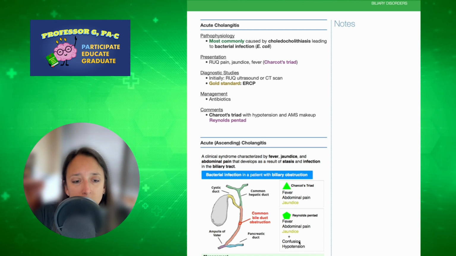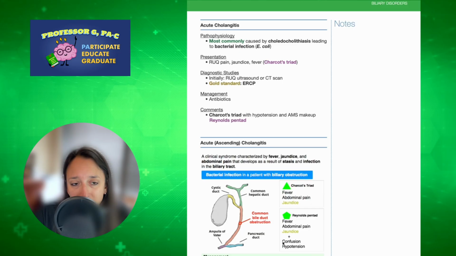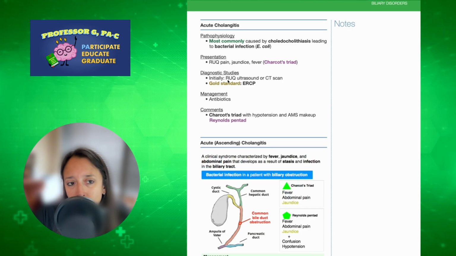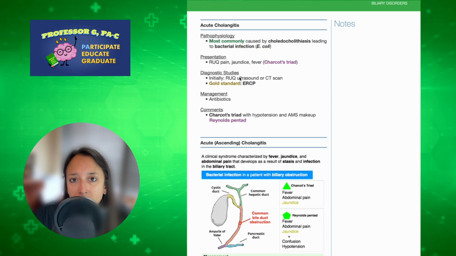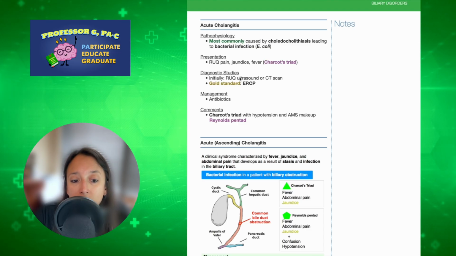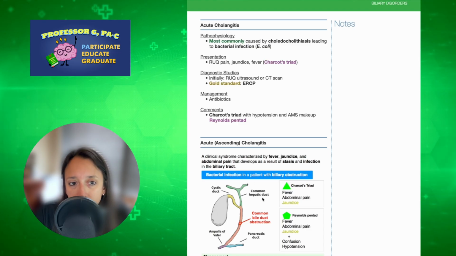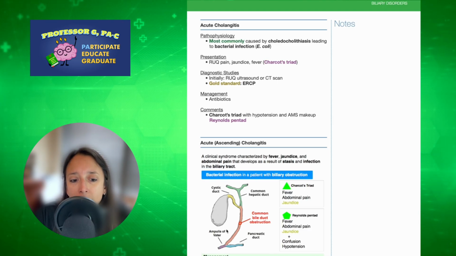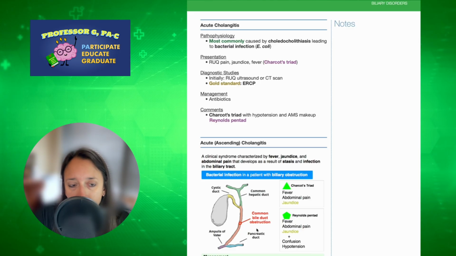And the management for this, well, we need to know that it is what it is. So we need to find it. Most often we'll do the right upper quadrant ultrasound first. And then from there, we'll see that there's some inflammation. Maybe we'll see the stone lodged in the CBD. And then we'll probably go ahead and do an ERCP, where we take the scope, we go up into the duct, and we try to remove the stone. And it's diagnostic and therapeutic at the same time.